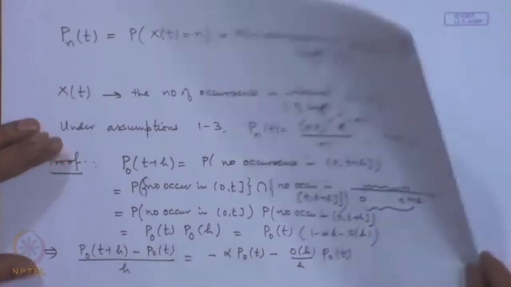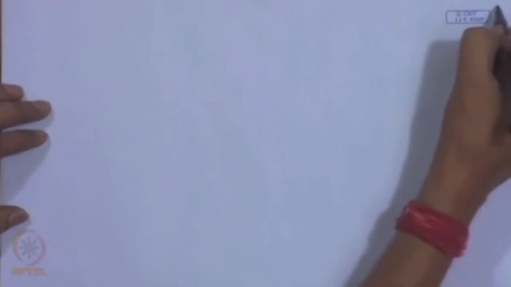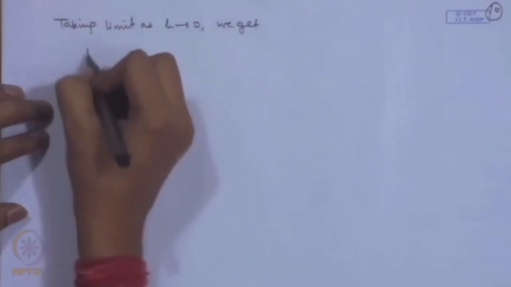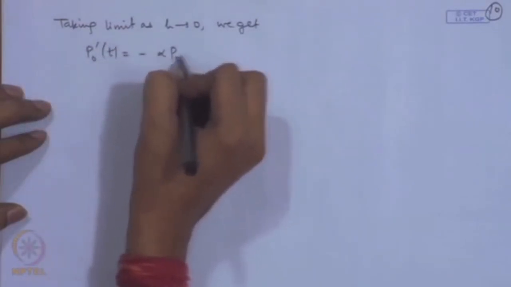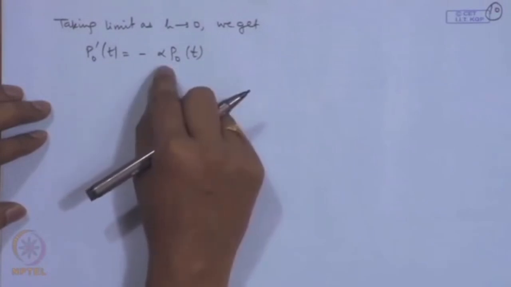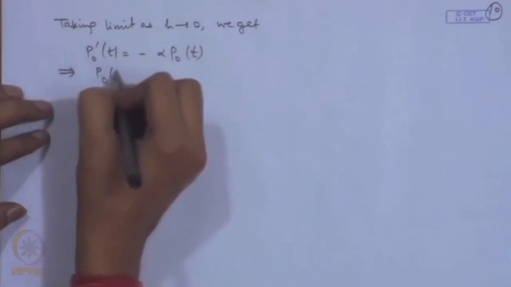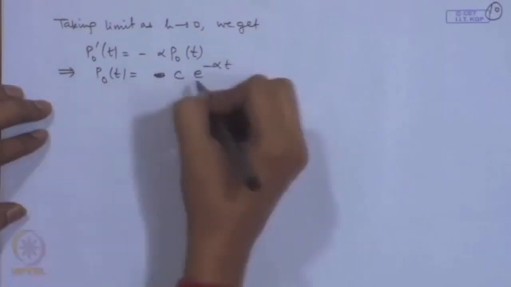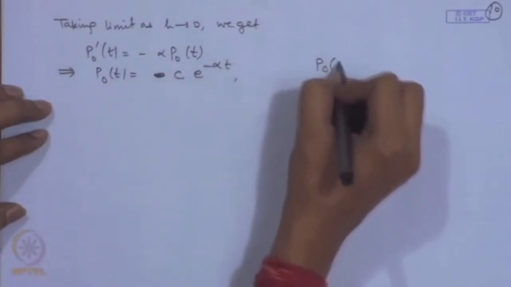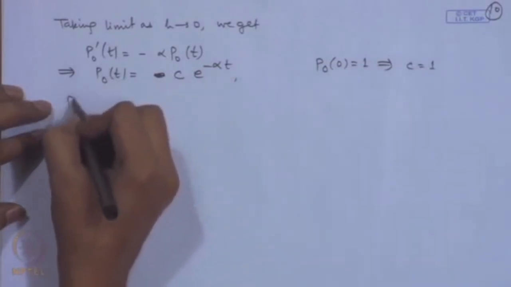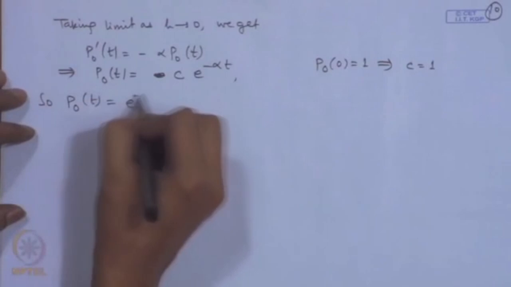In this one, if you take the limit as h tending to 0, we get p 0 prime t is equal to minus alpha p 0 t. This is nothing but a first order differential equation, which is just like a variable separable. So, if we simplify this, you get p 0 t is equal to a constant times e to the power minus alpha t. Now, this constant can be determined by the initial condition that p 0 0 is equal to 1. So, if we substitute this here, you get c is equal to 1. So, the solution is p 0 t is equal to e to the power minus alpha t.